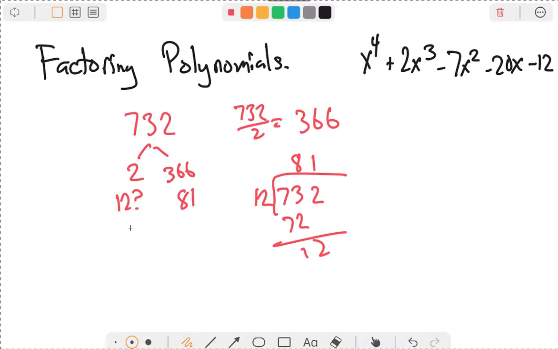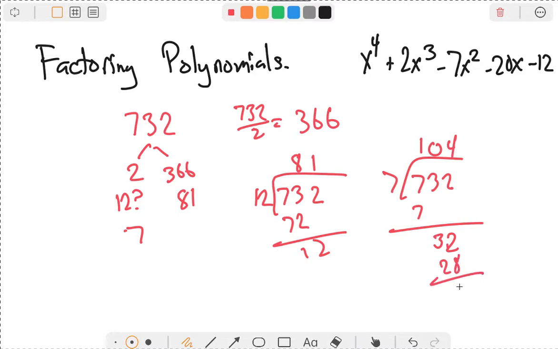How about 7? Is 7 a factor? So we take 732, divide it by 7, we get 1, 7 is 0, so we bring down the 3, doesn't work. So 32 by 7 is 4, and that's 28, and we're left with 4, which is my remainder, so 7 is not a factor. We use division to determine if it was a factor. So that's where polynomial division comes in. We can use this to determine whether it's a factor. Is when you divide it, do you get 0?